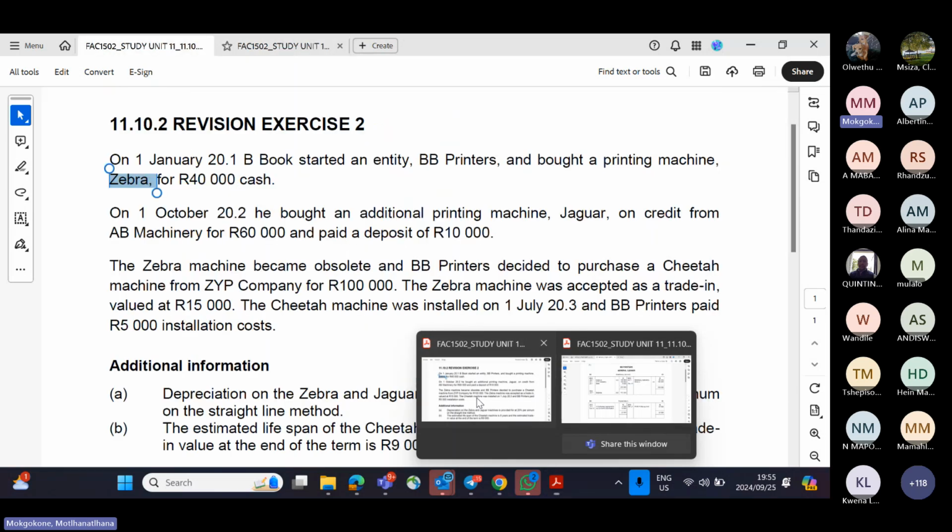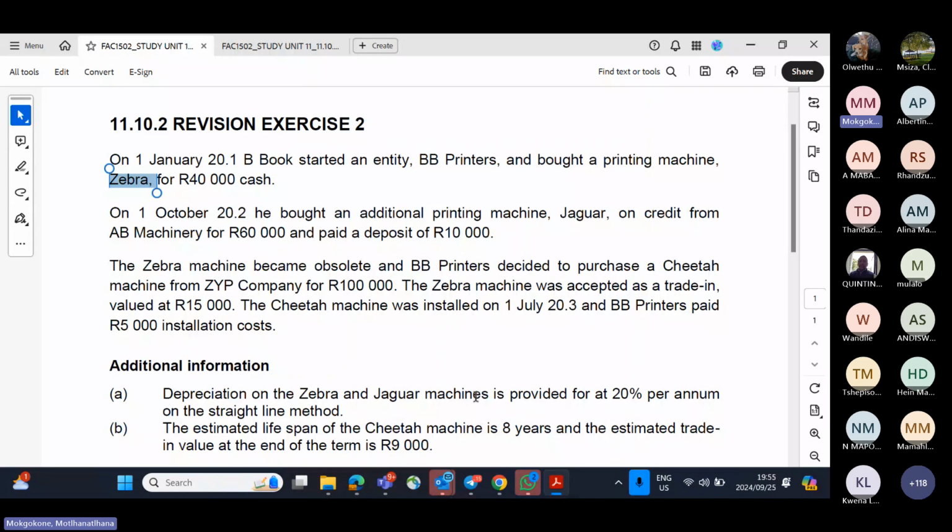Let me come here. The 18,000, remember there was a cheetah machine. That one we bought on 1st of July. That one we traded in. So we traded in the zebra machine for the cheetah machine. How much was the cheetah machine? It was 100,000, which was the purchase price, and we add the installation cost of 5,000, it will be 105,000. And they are saying the estimated useful life, the lifespan of the cheetah machine is 8 years.